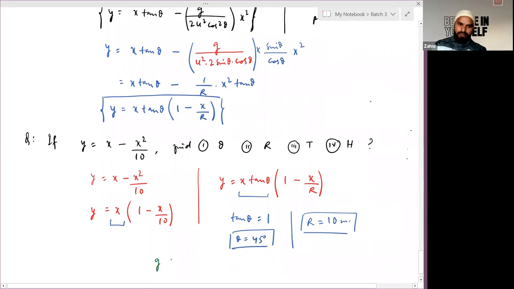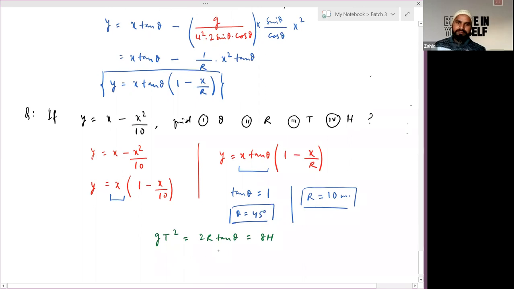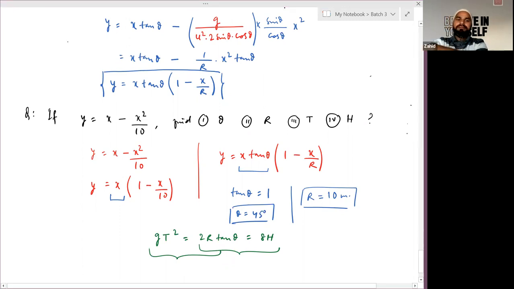Now we have both range as well as theta. So according to this relation, g t square is equal to 2 times r tan theta is equal to 8 times h. If you equate first these two terms, you will get time of flight. And if you equate the last two terms, you will get the height attained by the body. Try to solve using this relation. Take the value of g to be 10.